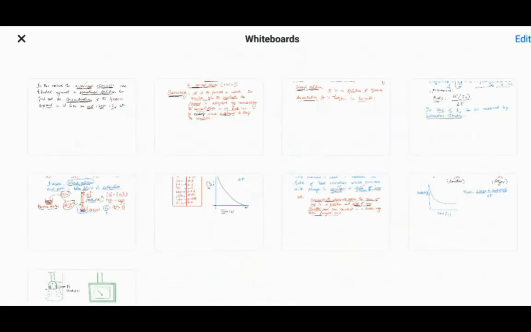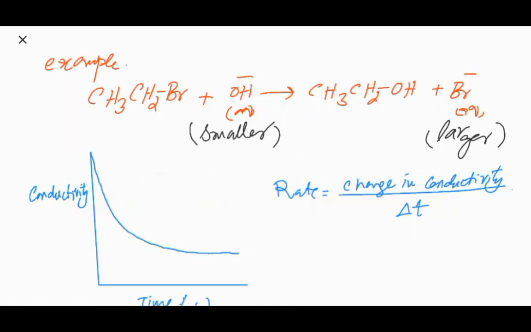Let us discuss this with the help of an example. Look at this example. This is a reaction between bromoethane and hydroxide ion in alkaline medium. So basically that is a nucleophilic substitution reaction in which bromide ions are replaced by hydroxide ions. There is no change in the number of ions, but the size of ions is going to change in this reaction. Hydroxide ions are smaller in size, bromide ions are larger in size.